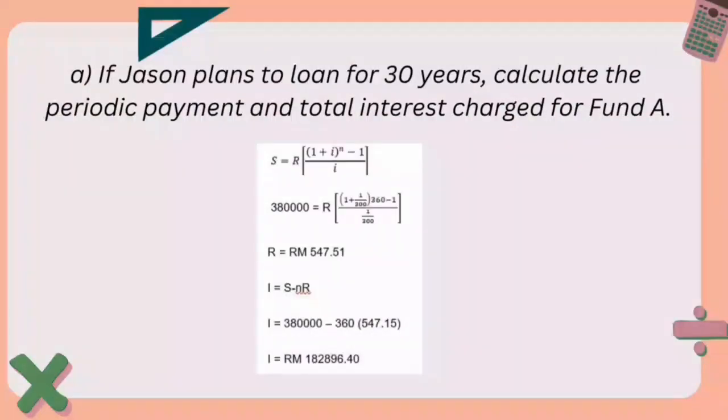Question 1a. If Jason plans to loan for 30 years, calculate the periodic payment and total interest charged for Fund A. First, we must find the R, so we must use the future value formula. Then we can use the interest formula. The formula is I equals S minus nR. So I equals 380,000 minus 360 in bracket 547.15 bracket.